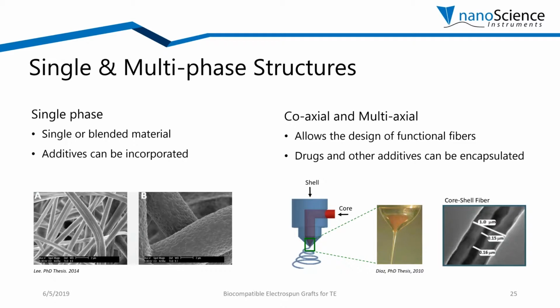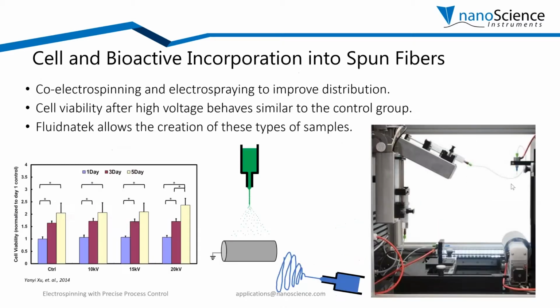Core shell and multi-axial structures can also be done with the Fluidnatek. For core shell fibers, this means we're processing two solutions at the same time, one in the core and one in the shell. This is easily done by having a needle inside a second smaller needle, as the right image shows. At the end, we will have a beautiful coaxial structure that can be encapsulating or protecting any sensitive additive that you would like to encapsulate.